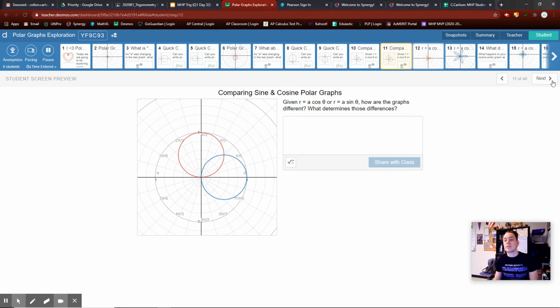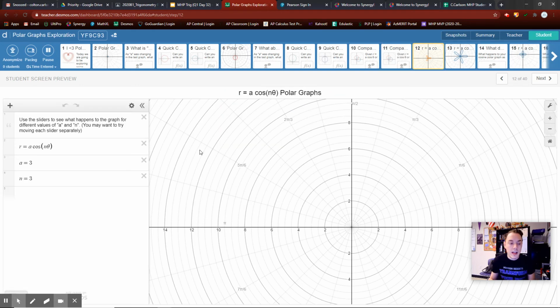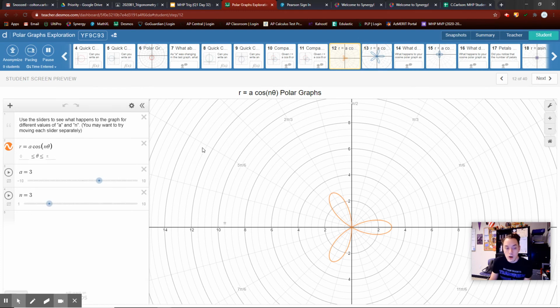And then you're going to get to slide 12, and then what we call roses. Basically, it's roses. You're going to look at, okay, what if I have 0? What if I have 1 here? What if I have 2, 3? It doesn't matter. What does the A do? And then what does this N do? If this is my formula and N is times my theta, what does my A do and what does my N do?